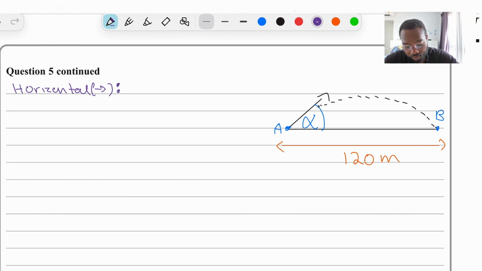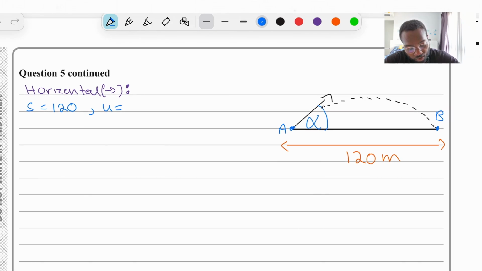So horizontally, we're going to have an S value. We can see that if something travels from A to B, they tell us in the question that AB is 120. So therefore, S is just 120. For this, we have U as well. They tell us that it travels at U meters per second. So if we're looking at horizontal, that would be U cosine alpha.